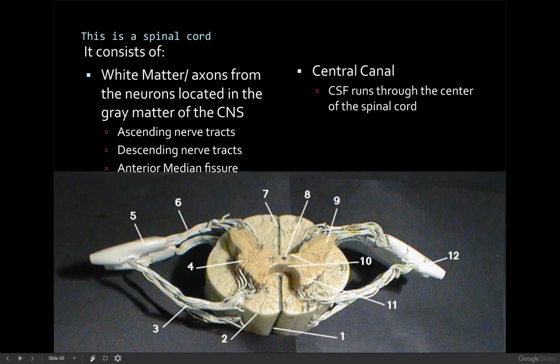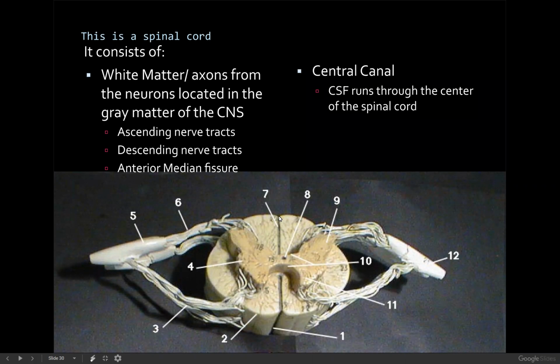Surrounding the central gray matter is the white matter. That's made up of the myelinated axons from the neurons located in the gray matter of the central nervous system. That's where the nerve tracts ascend up to the brain, which is referred to as ascending nerve tracts. And then there are nerve tracts that descend from the brain back to the body. There's an anterior median fissure that can be identified more profoundly than the posterior. I'm sorry, the anterior is more profound than the posterior.